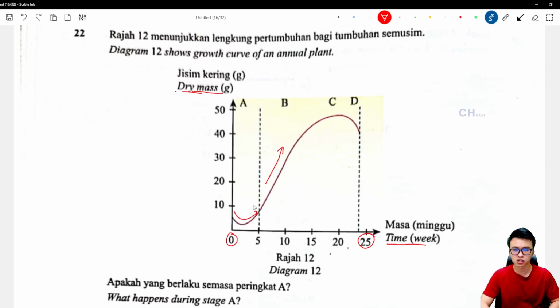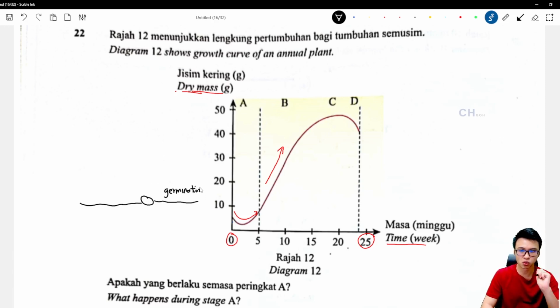Now, what happened during stage A? During stage A, when the dry mass is decreasing, that means the plant is using some of the energy but it's not producing it. Okay, try to imagine you have a plant that started to germinate from the seed. You have no leaf, the seed got no leaf, so they cannot do photosynthesis. So if they want to grow, they need to use energy. Where does the energy come from? From the seed, all right?